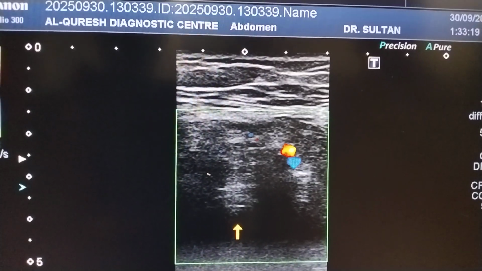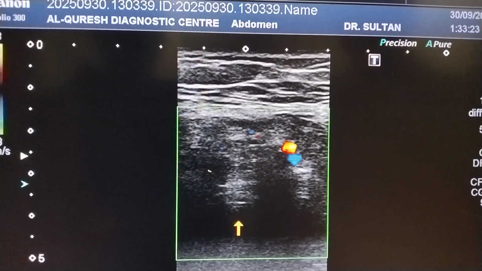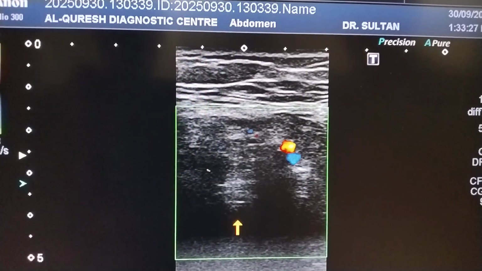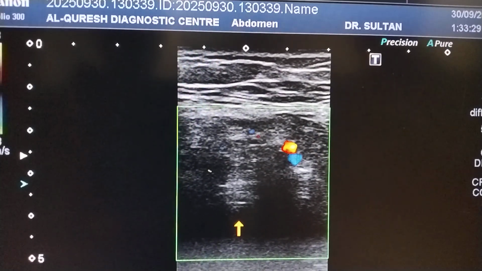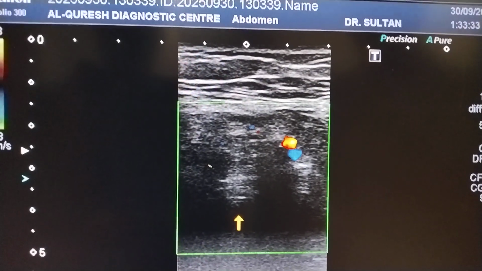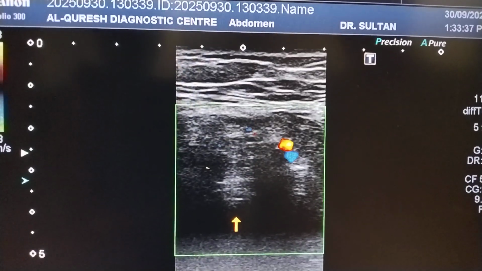So this was all about the right indirect inguinal hernia, how to differentiate, and another criterion to detect whether it is an indirect or direct inguinal hernia. Thank you very much.